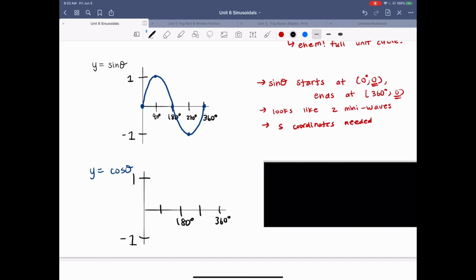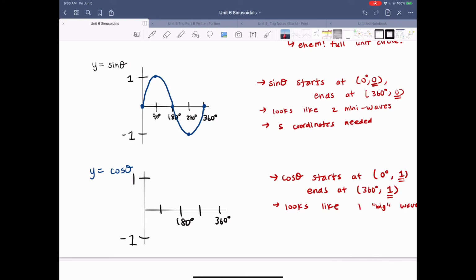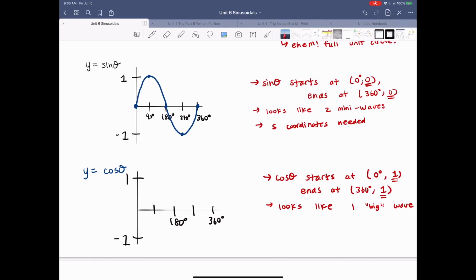So what I remember is that for cos theta, instead of having many waves, cos theta starts at 0 degrees, comma 1. That is the first coordinate, and then it ends at 360, comma 1. It starts and ends at the same y value. So I'm going to start at the maximum, and then I'm going to end at the maximum. And it's going to have one big wave to its single cycle. And if I'm going to have a wave, that means that it has to hit the minimum at some point, and it's going to make sense to have it right in the middle. And I'm going to draw the dots here to help me draw.